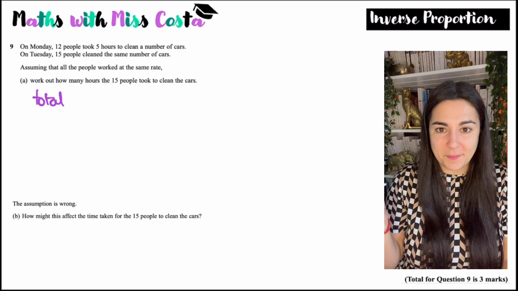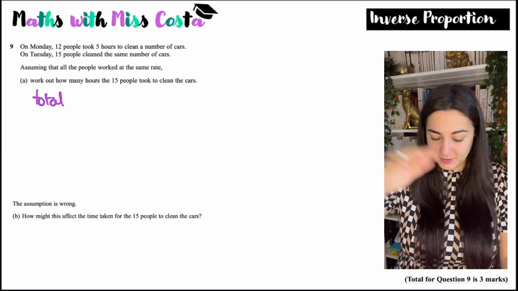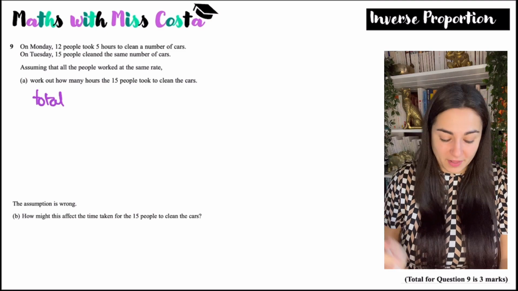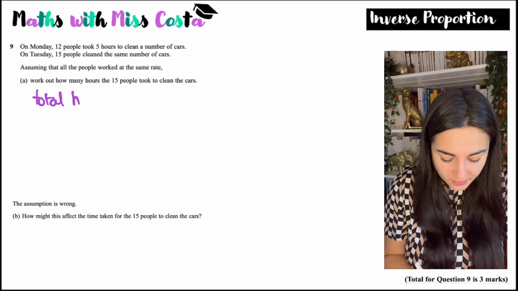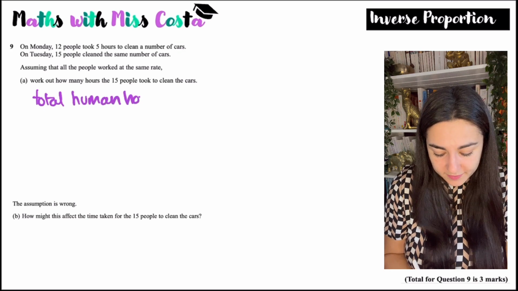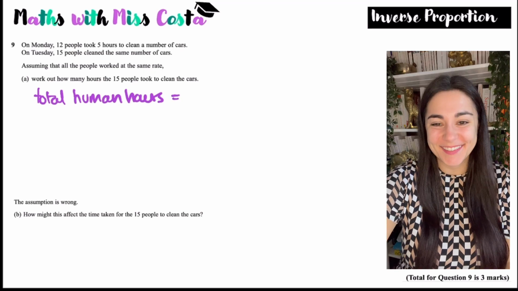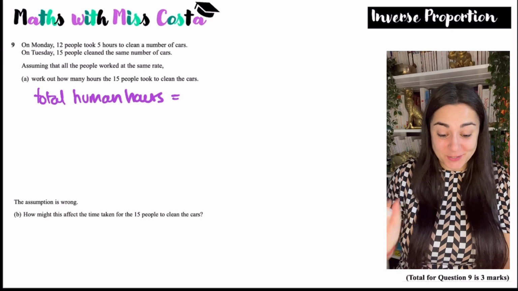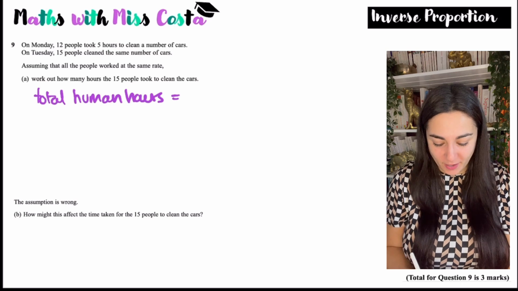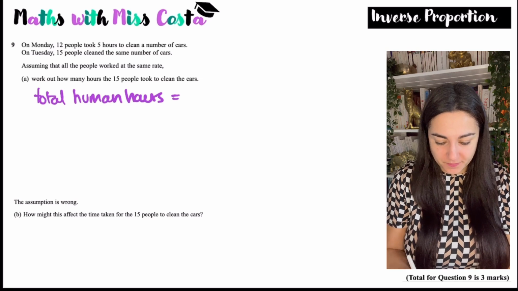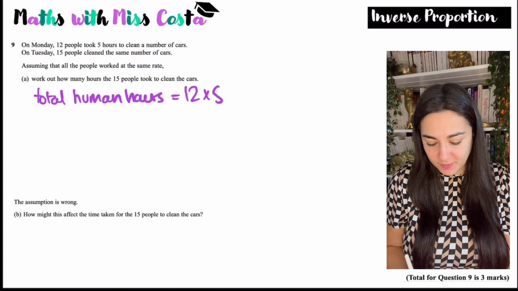human hours. I was going to say man hours just because everyone always talks about manpower and whatever, but human power. So total human hours worked is... Sorry, I had a little coughing fit. So total human hours worked would be 12 times 5, which is 60 hours.